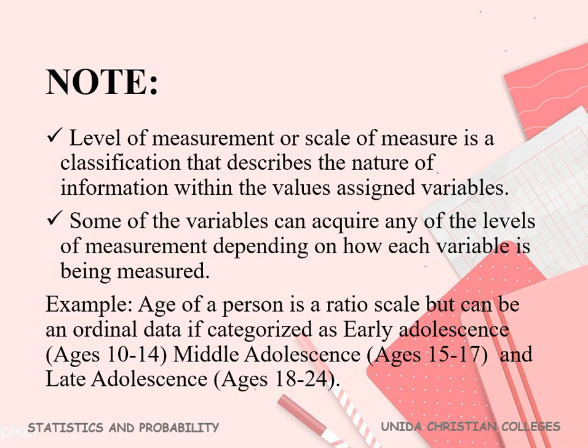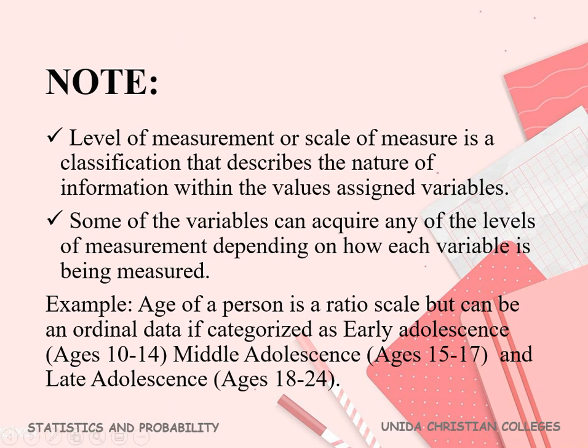Yung age ng tao. So, it is a ratio scale since, di ba, ang starting point naman talaga ay 0 bago ka ipanganak. Okay? Ngayon, pwede din siyang ma-under ng ordinal data kapag kinategorize mo na siya as early adolescence, age 10 to 14, middle adolescence, age 15 to 17, and late adolescence, age 18 to 24. Tsaka mo siya makakonsider as ordinal kapag kinategorize mo siya as early, middle, and late adolescence. Pero pag age lang ang pinag-usapan, then that is a ratio.